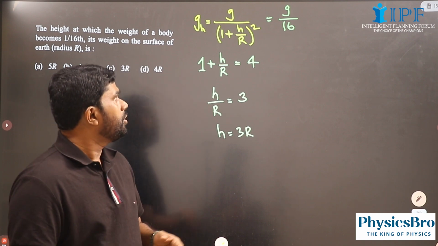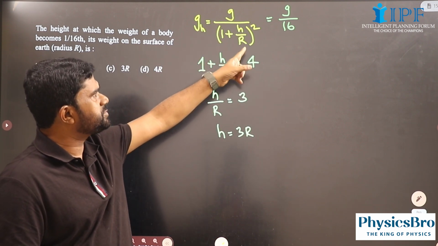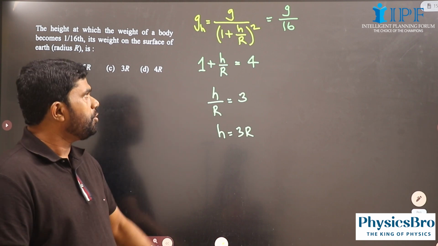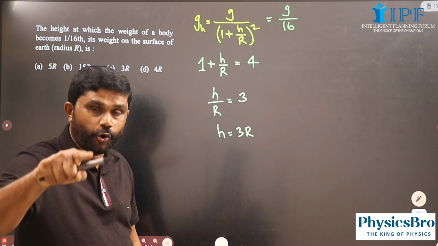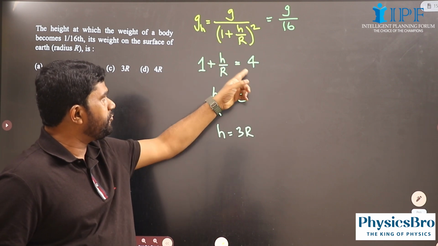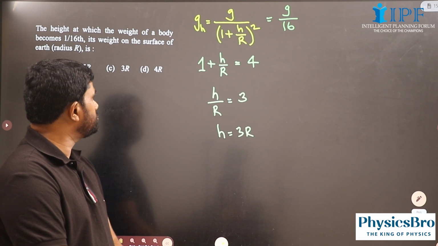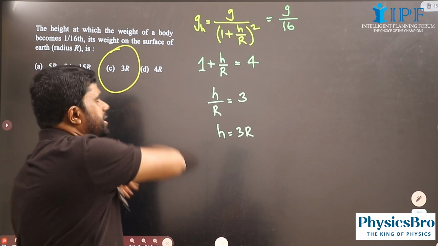So g with the suffix h is g by 1 plus h by r whole square, equal to g by 16. So 1 plus h by r must be 4, then only its square we will get 16. 1 plus h by r 4 means h by r must be equal to 3. So h equal to 3r.